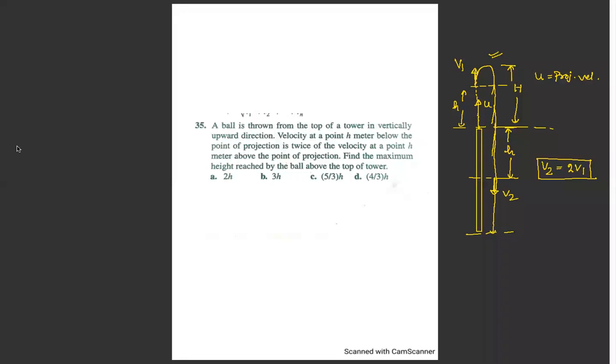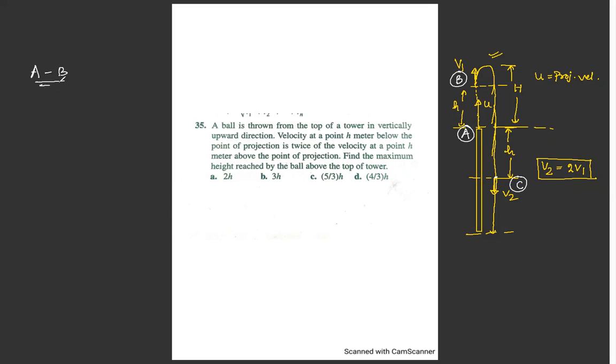A ball is thrown from the top of a tower in vertically upward direction. Velocity at a point h meter below the point of projection is twice the velocity at a point h meter above the point of projection. Find the maximum height reached by the ball above the top of the tower. So we are going to analyze the situation. I'm going to break it into points A, B, and C. This point is named A, this point is B, and this point is C. So let me analyze the motion between A and B.